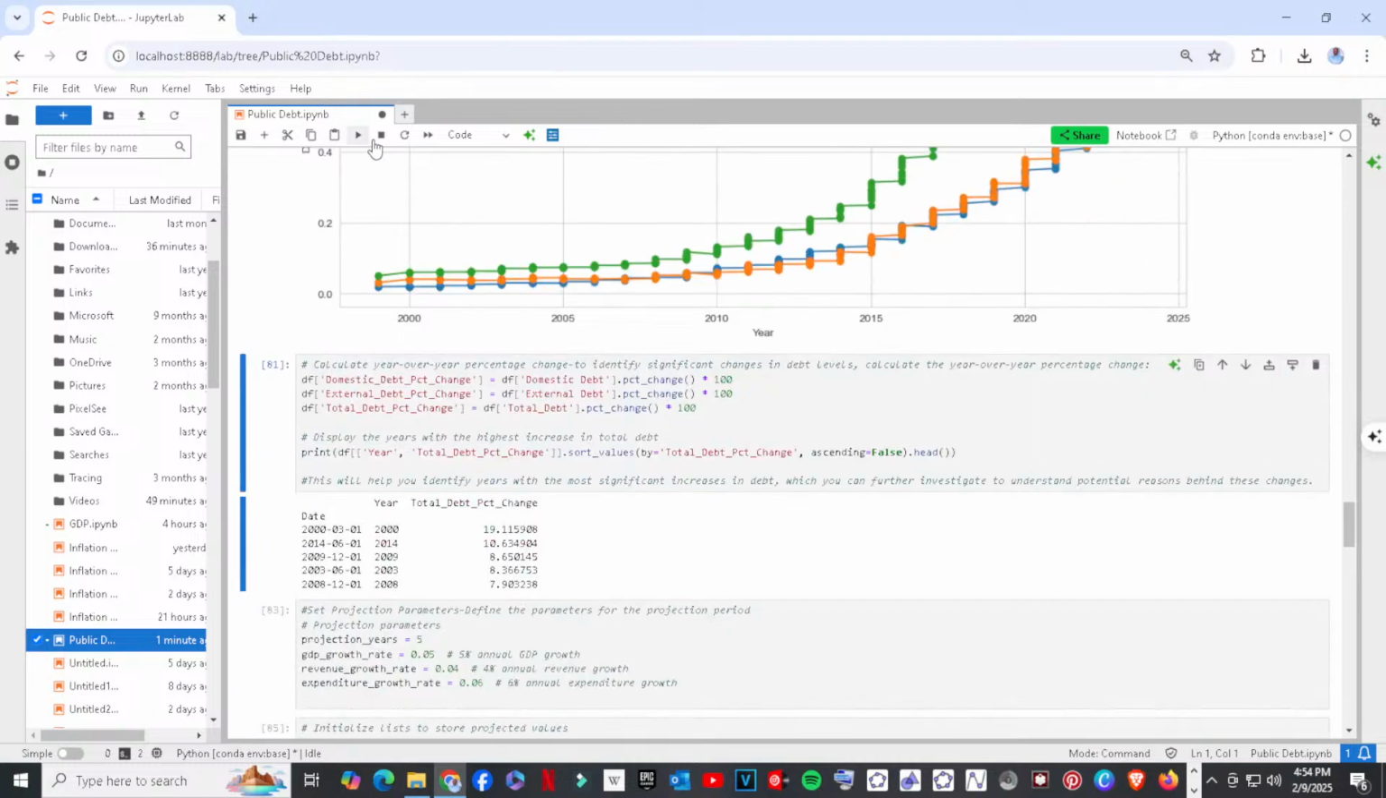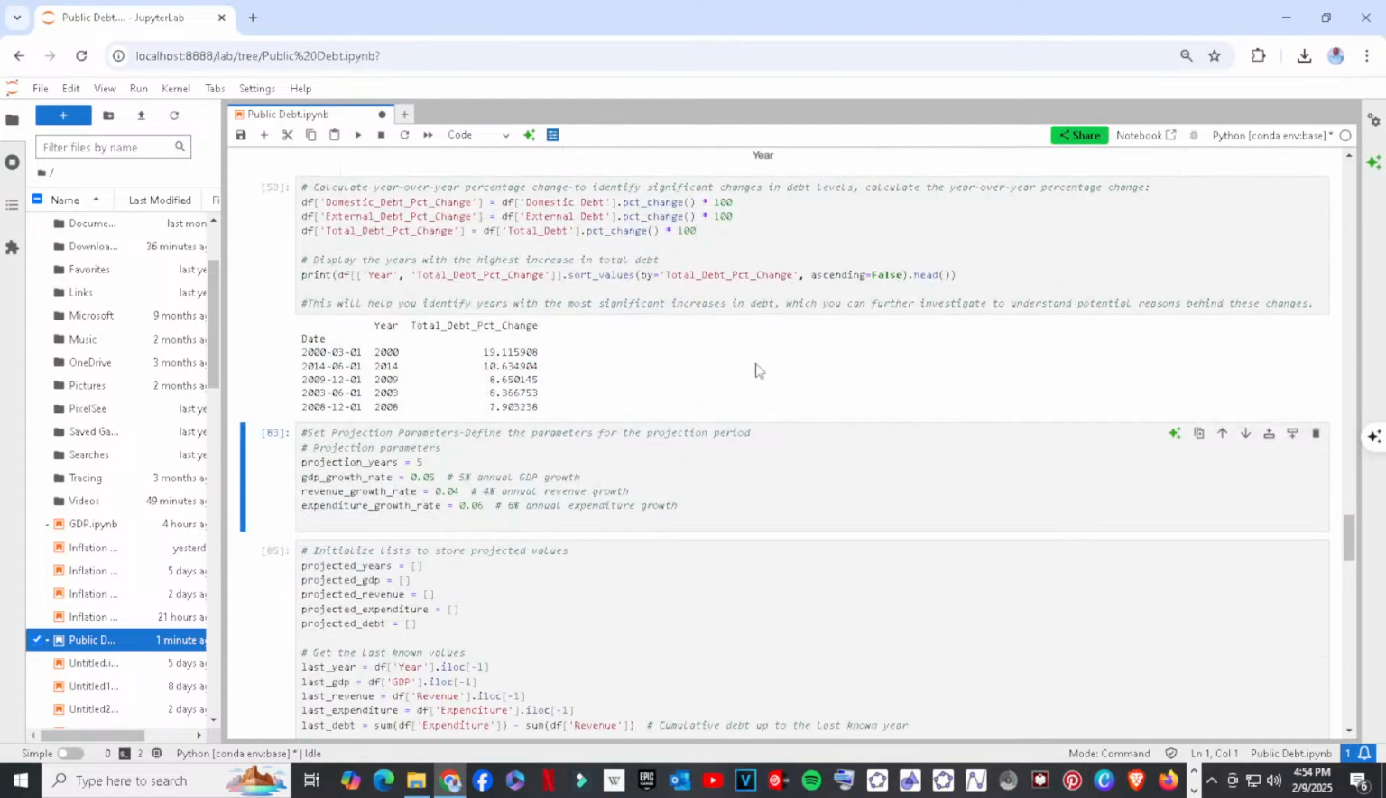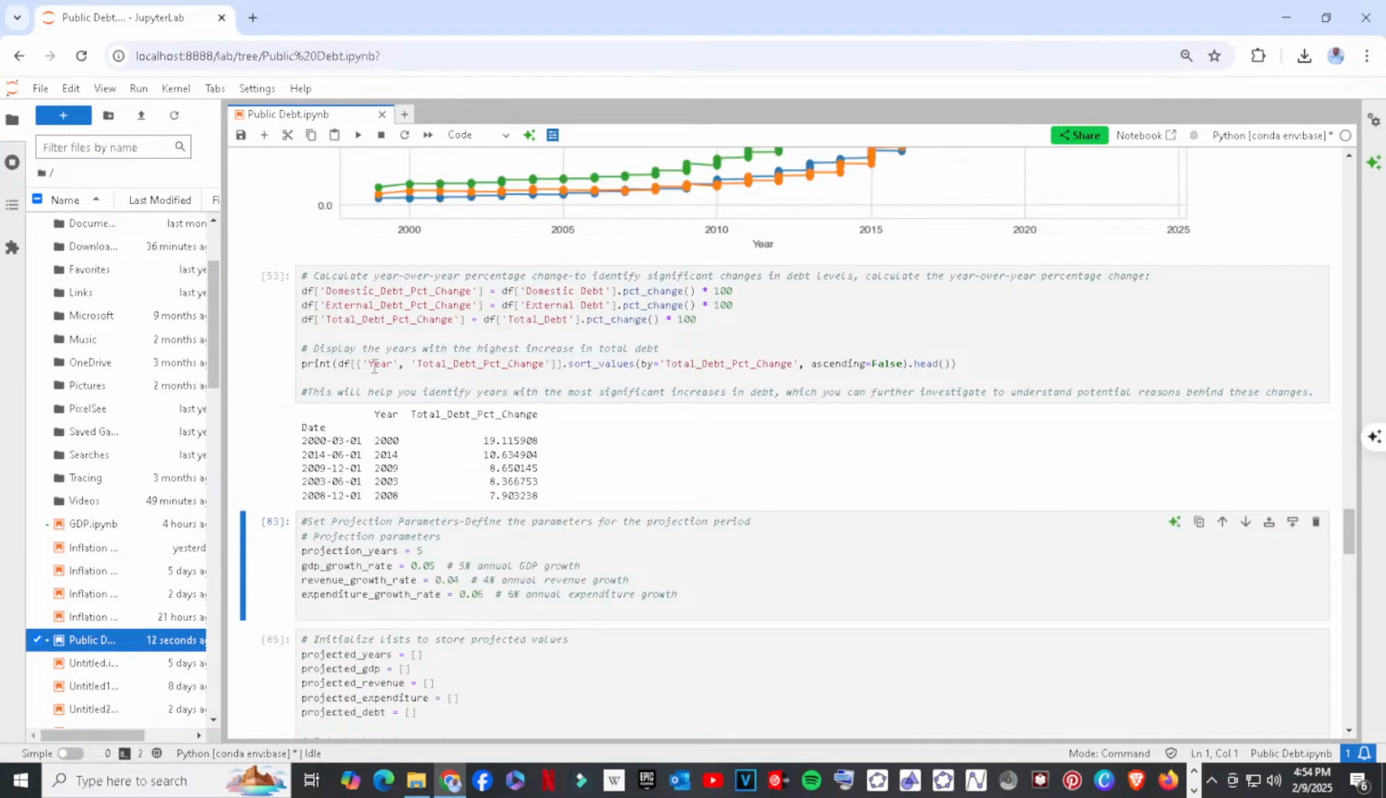Let's calculate what the changes mean for us. This particular part allows me to understand what the changes have been. Here we are calculating the percentage change to identify significant changes in debt levels. So we are calculating the year-over-year percentage change.